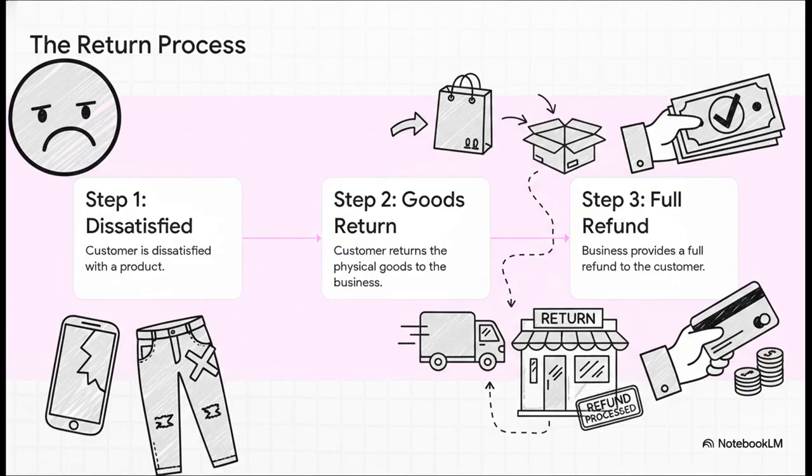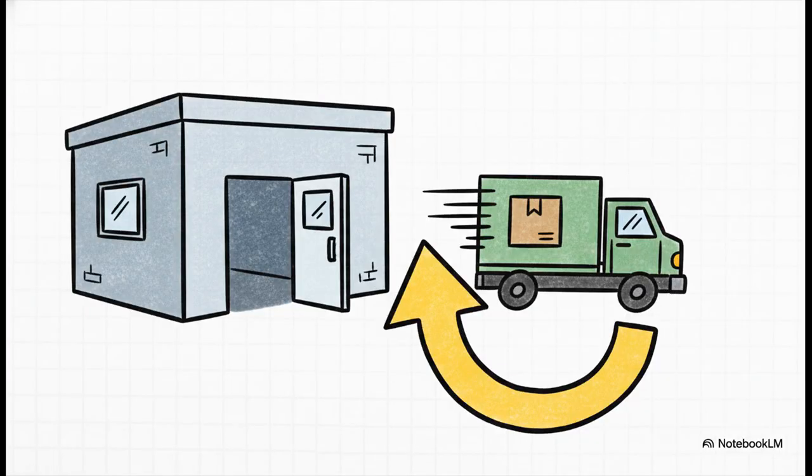The whole process is super straightforward, and you've probably done it a dozen times. Step 1, you realize you're not happy with the product. Step 2, you physically take the item back to the business. And Step 3, the business gives you your money back, a full refund. Simple as that. And here it is, the single most important thing to remember about a sales return. The crucial point is that the physical item, the actual goods, go back to the business. It's now their problem again.